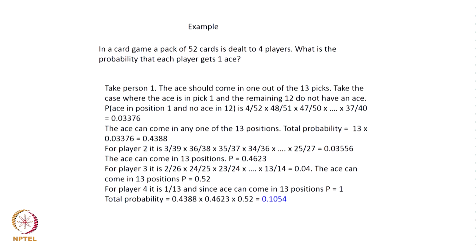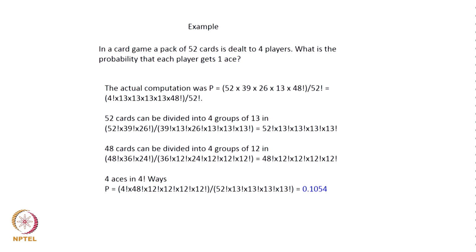So, we quickly realize that 0.1054 is the probability that all 4 persons get an ace. Please note that we have not qualified it by saying that the first person gets the ace of spades and so on. It becomes even more involved to do that, but each person getting 1 ace happens 10% of the times, 0.1054. Now, let us look at the same problem done in a completely different manner using permutations and combinations.